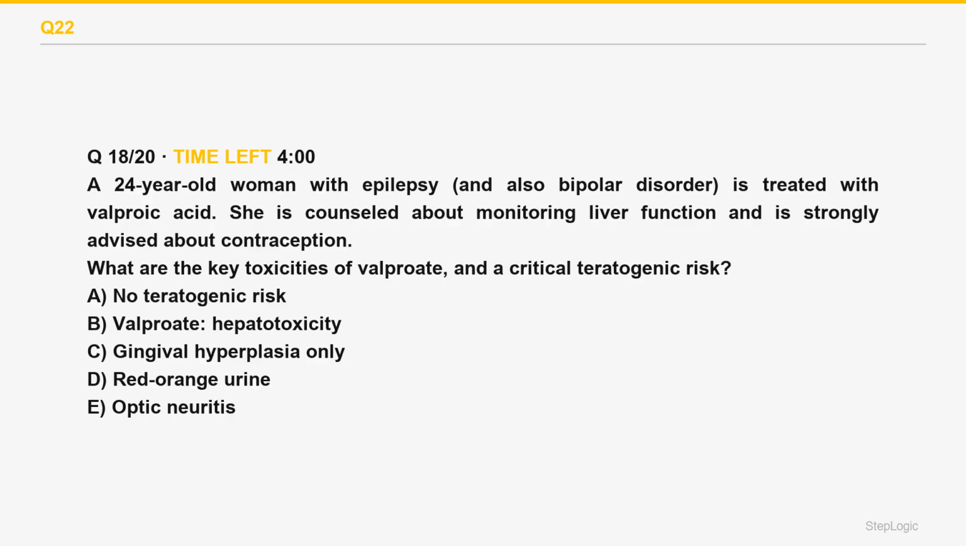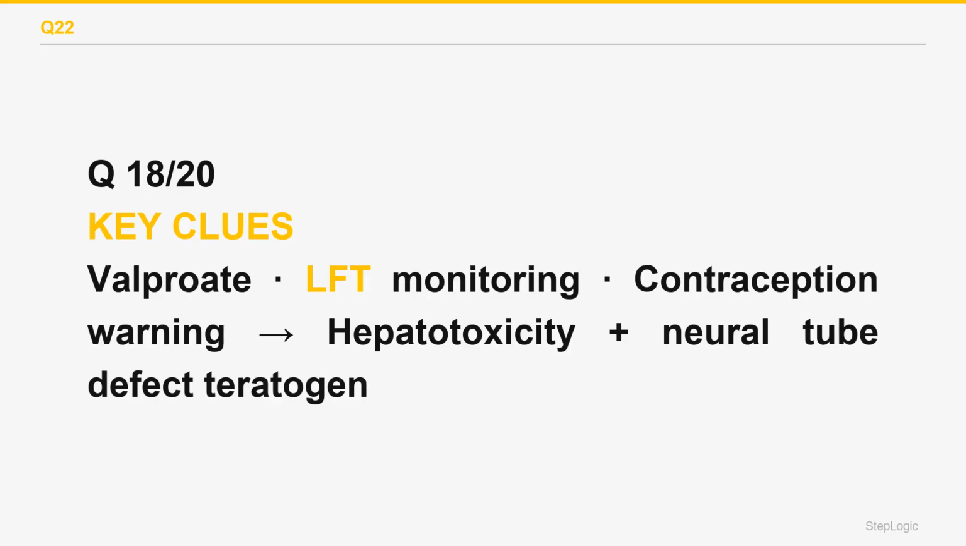Valproate: hepatotoxicity, pancreatitis, weight gain, and neural tube defect teratogen. Valproic acid, valproate, is a broad-spectrum anti-epileptic and mood stabilizer that works by blocking sodium channels and increasing GABA. Its key toxicities include hepatotoxicity, which is why liver function is monitored, and it can rarely be fatal; pancreatitis, weight gain, tremor, hair loss, and thrombocytopenia.